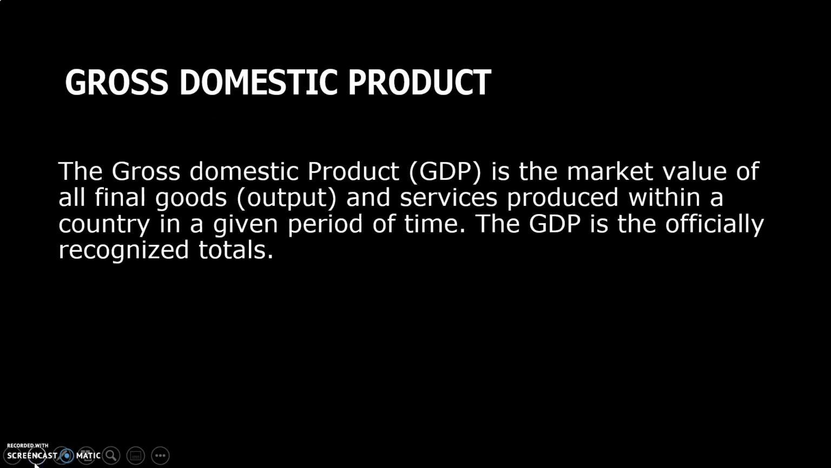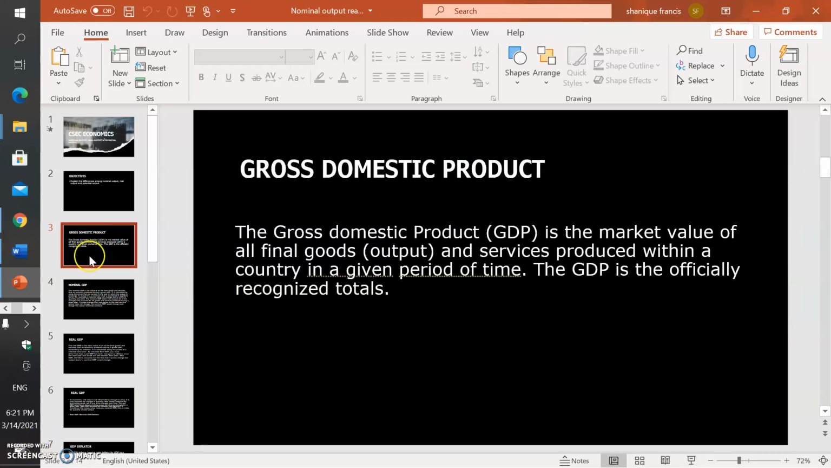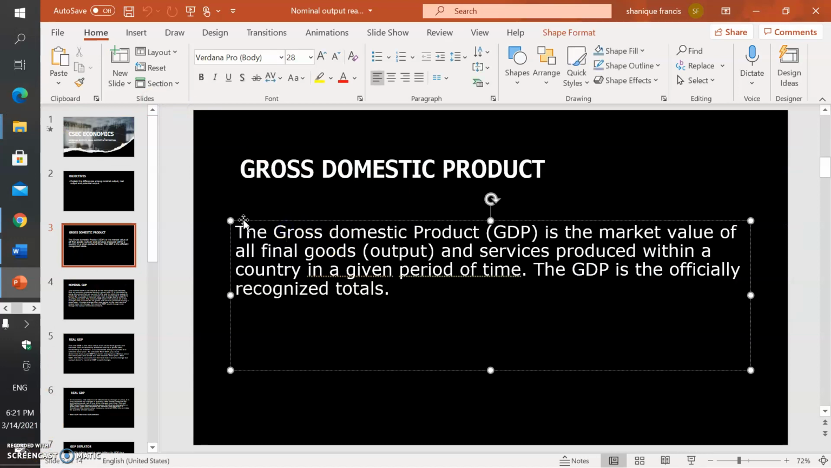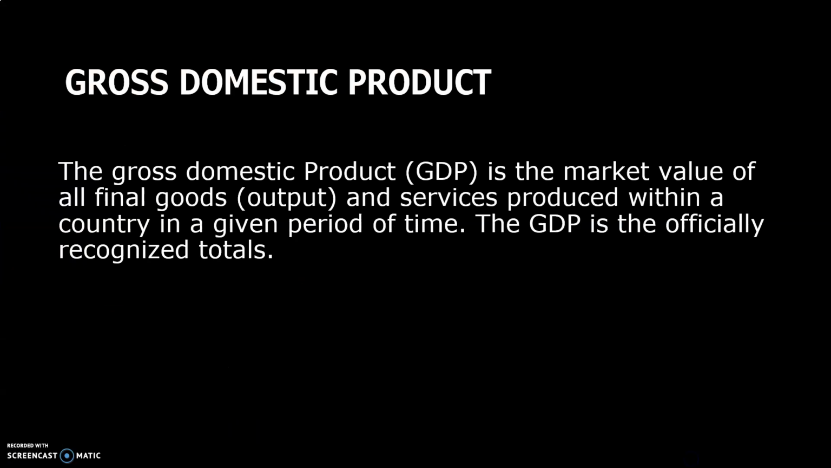So when we talk about output, we are talking about gross domestic product or GDP. And GDP refers to the market value of all final goods and services produced within a country in a given time period.